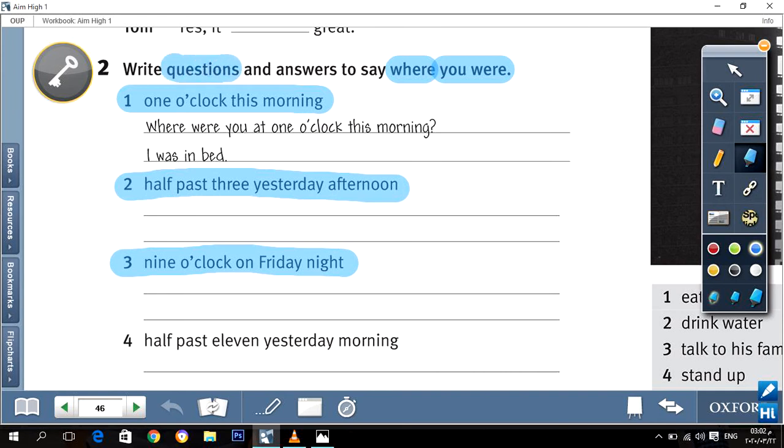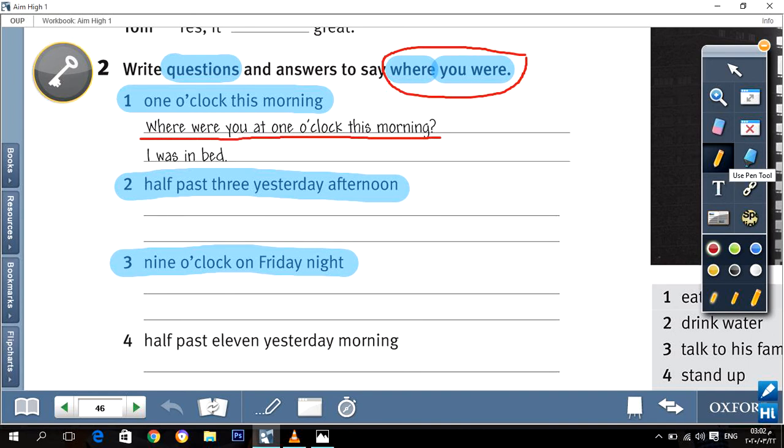The first sentence is done as you see. And the statement here, number 1, says 1 o'clock this morning. By using the question word where, the question becomes this way. Where were you at 1 o'clock this morning? This exercise requires you to add, my dear students, your own answers. So the answer here is, I was in bed.